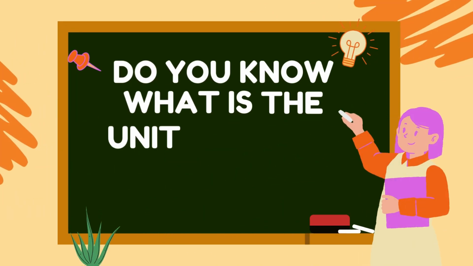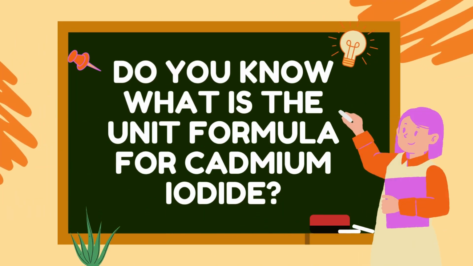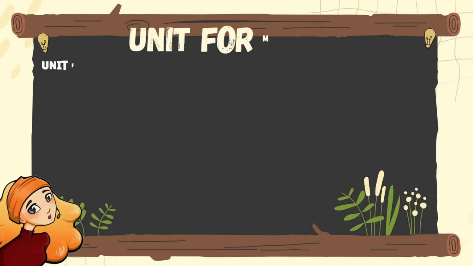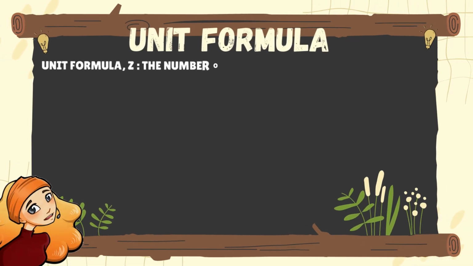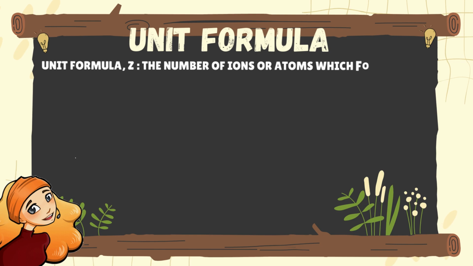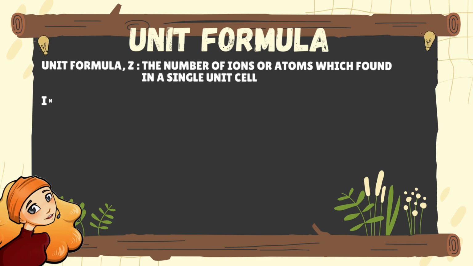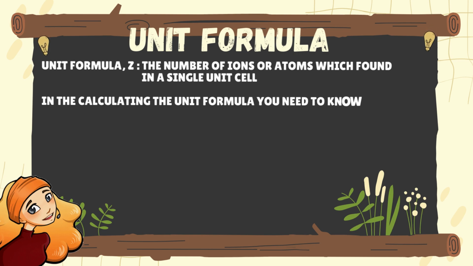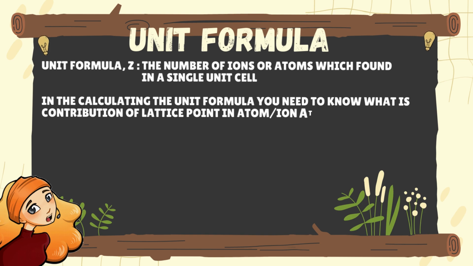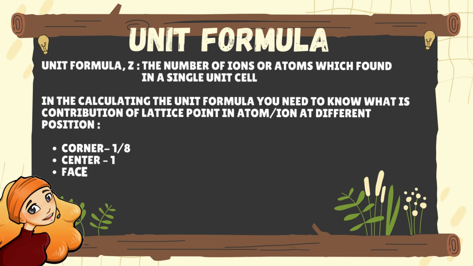Do you know what is the unit formula for cadmium iodide? To know the unit formula for cadmium iodide, you need to know what a unit formula is. Unit formula is the number of ions or atoms found in a single unit cell. So, to calculate the unit formula, you need to know the contributions of lattice points in atoms or ions at different positions. For example, corner 1/8, center 1, face 1/2, edge 1/4.